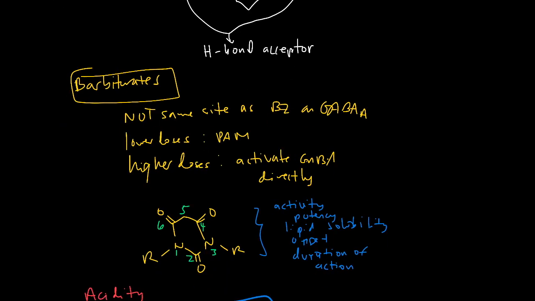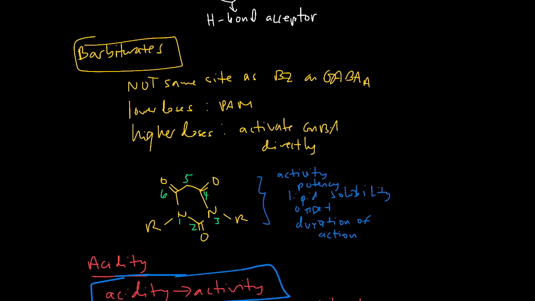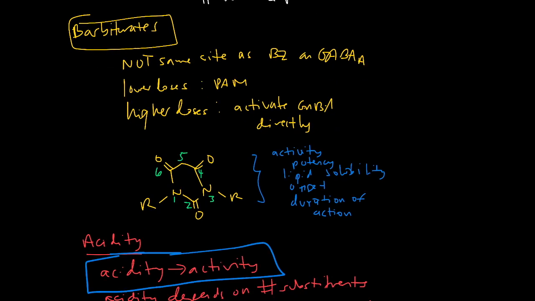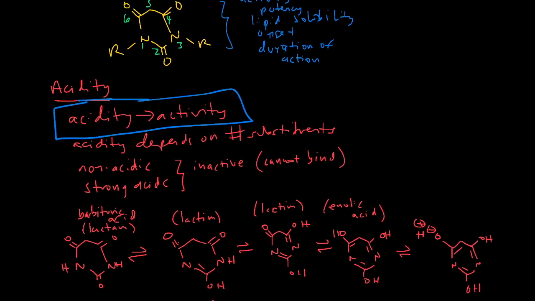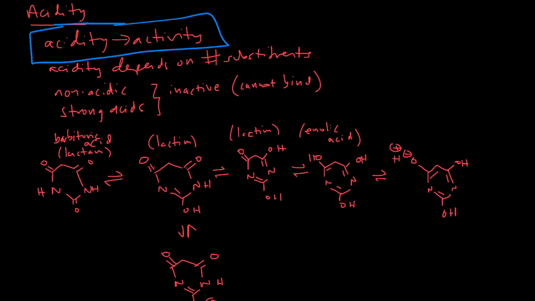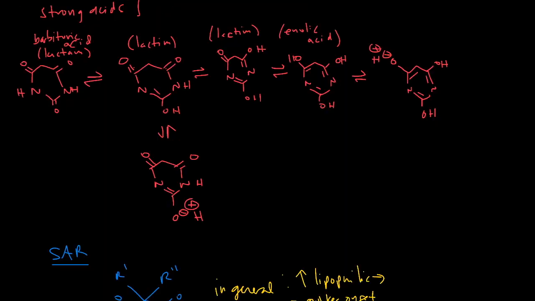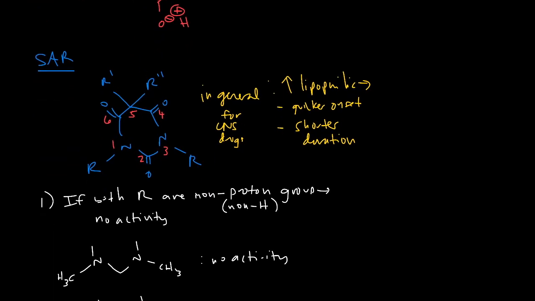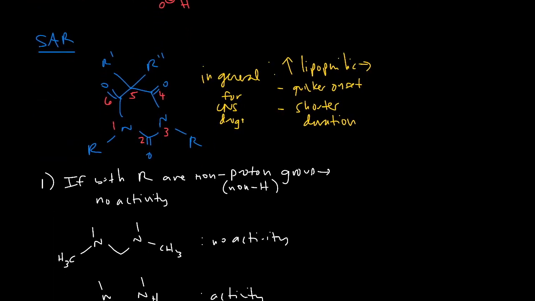Barbiturates: these do not act on the same site as benzos. At low doses, they're positive allosteric modulators. At higher doses, they activate the GABA receptor directly. The acidity of these molecules influences their activity, and this acidity is modulated or modified by all the groups attached to it.